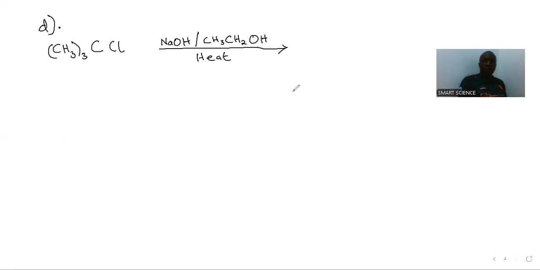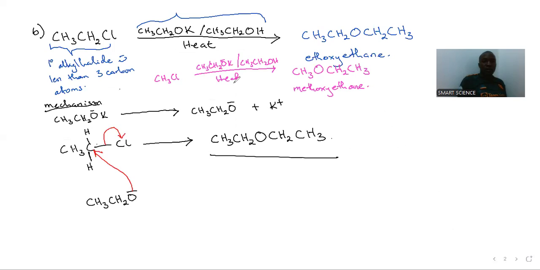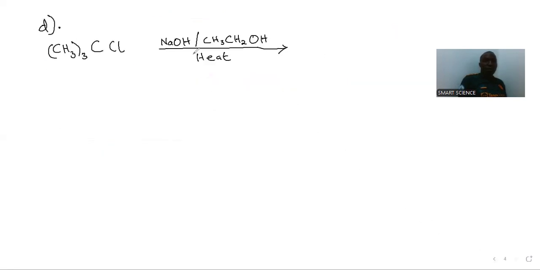If I use the same reagent like the one I've used here, the only difference is that here we are dealing with the primary alkyl halide, and when I take you to this one, we are dealing with a tertiary alkyl halide. So this one, the tertiary and secondary alkyl halide, when treated with the same reagent, will give us an alkene.